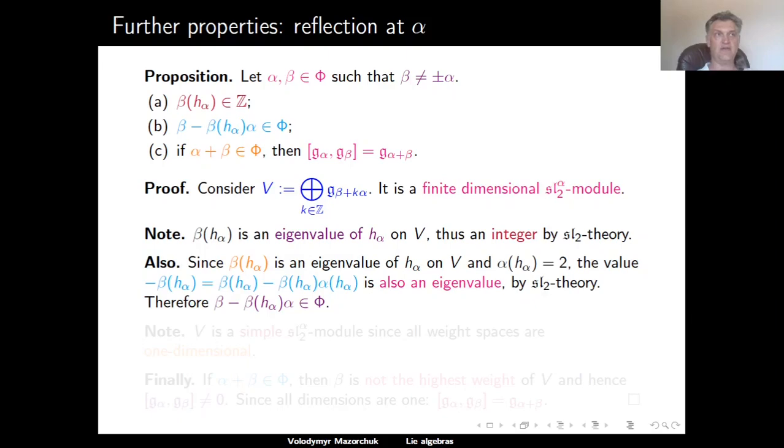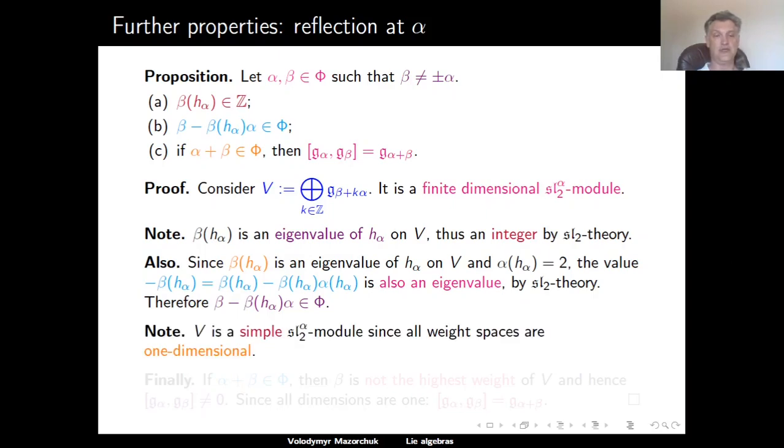Also, we know that if we have a finite dimensional SL2 module which has a weight k, then minus k is also a weight of this module. So since we know that beta of h sub alpha is an eigenvalue of h sub alpha on V, then minus beta of h sub alpha must be an eigenvalue of h sub alpha on V. And taking into account that the evaluation of alpha at h sub alpha is equal to 2, we can write minus beta evaluated at h sub alpha as beta of h sub alpha minus beta of h sub alpha times alpha of h sub alpha. This implies that beta minus beta of h sub alpha times alpha also must be a root of G.